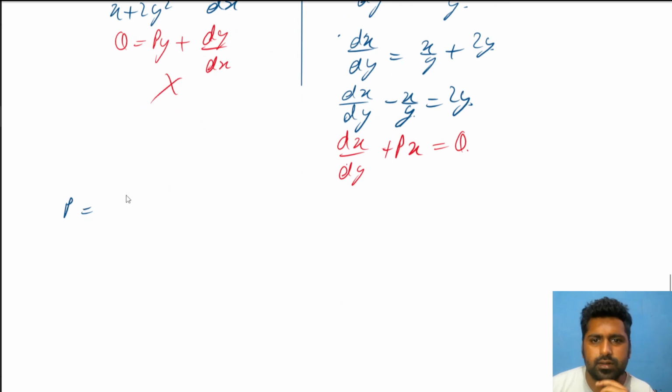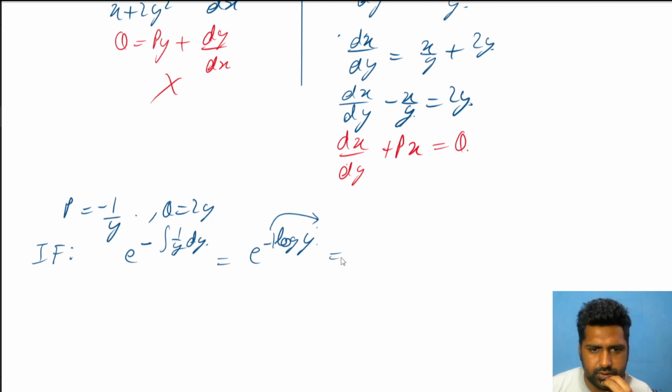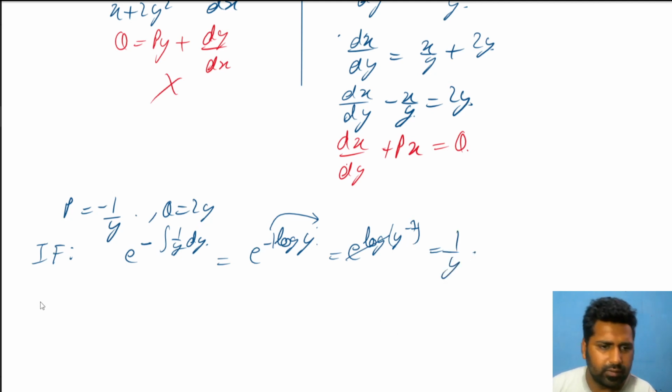So my p is minus 1 by y. Now p and q will be functions of y, just interchange x and y, and q is 2y. So let's calculate the IF now. This will be e raised to power minus integration 1 by y dy. So the integration is e raised to power minus log y, because it's in terms of y. Take this negative 1 in the power, so you get e raised to power log y raised to power minus 1. e and log can cancel, so this is y raised to power minus 1, which means 1 by y. That's your IF.